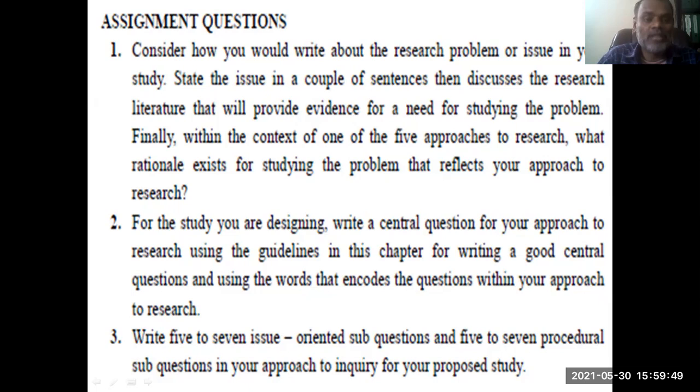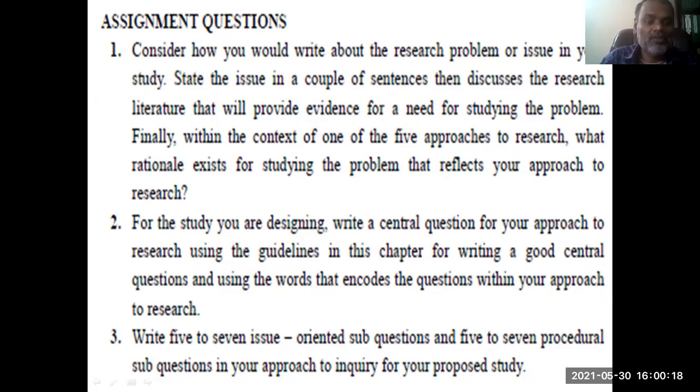For the above study, you are writing a central question for your approach to research using the guidelines in this chapter for writing good central questions and using words that encode the questions within your approach. Once you finish that, for the second assignment, you frame the central questions, maybe related to your research problem, the central and key questions.